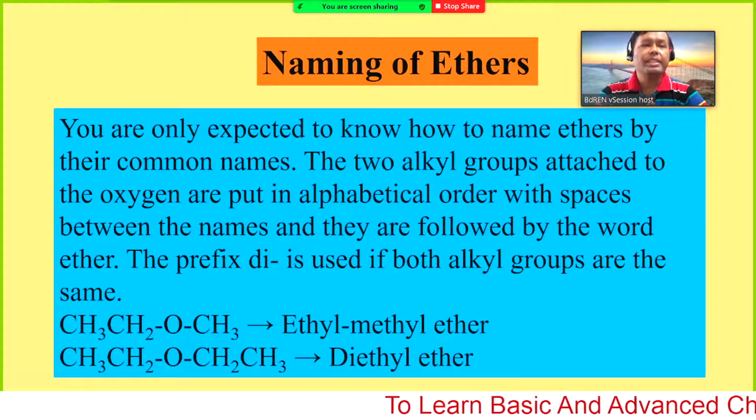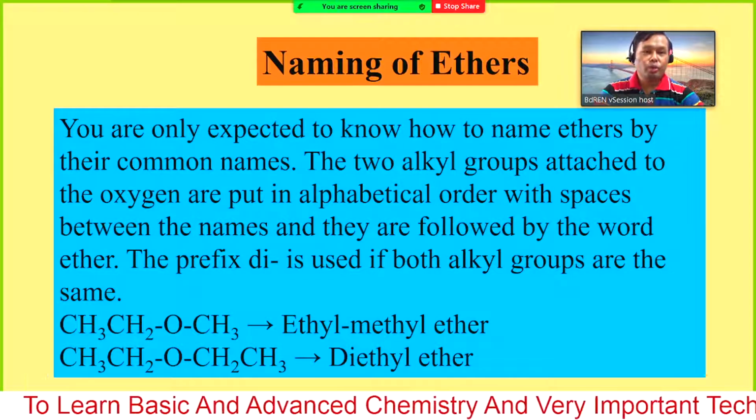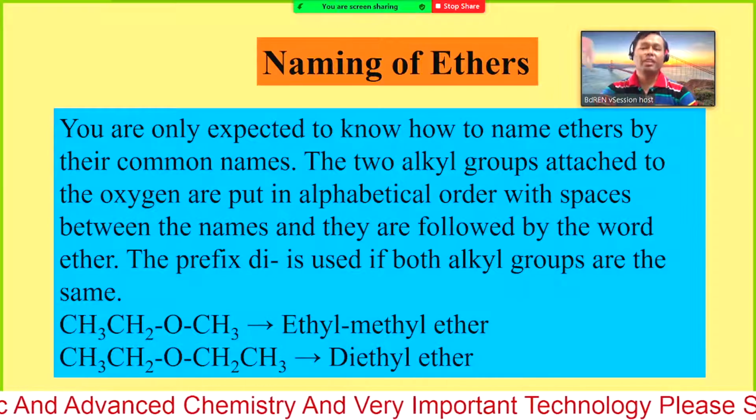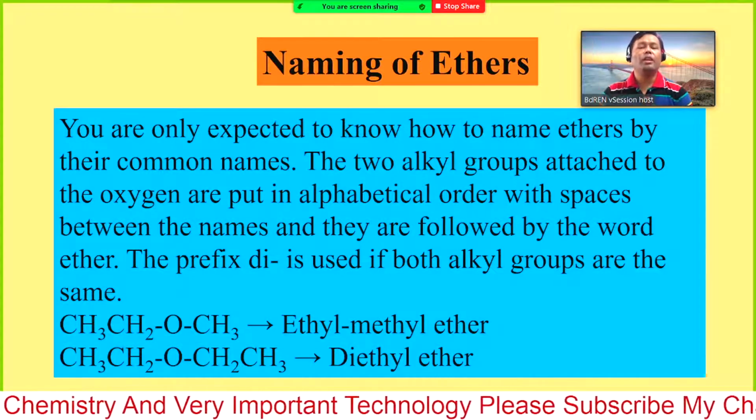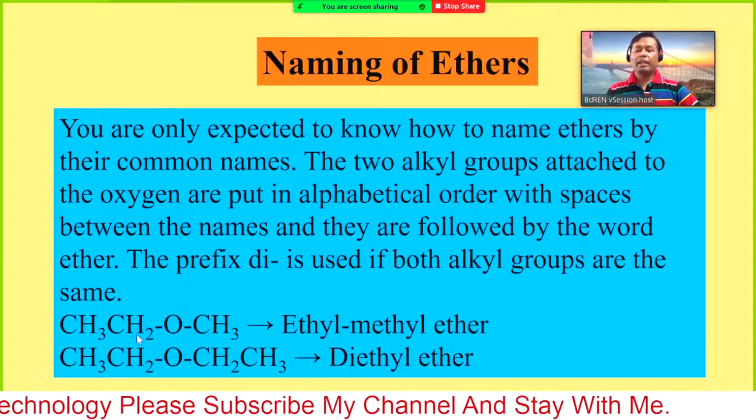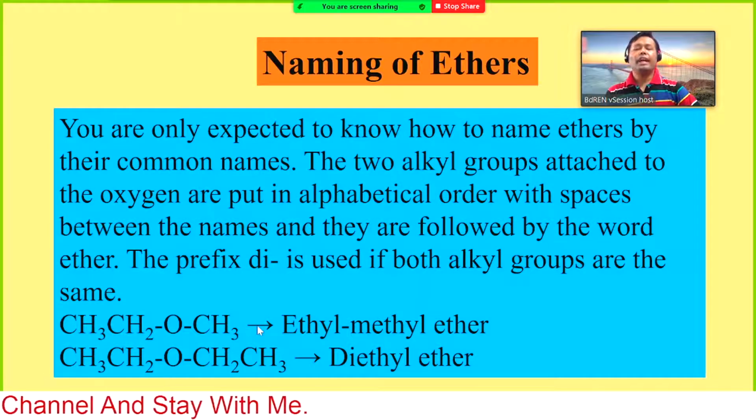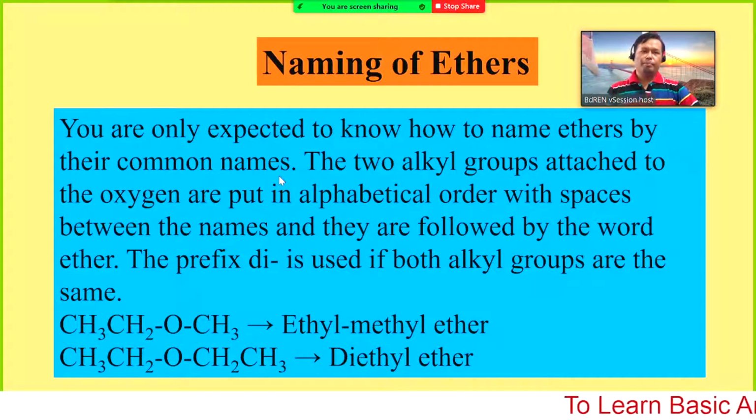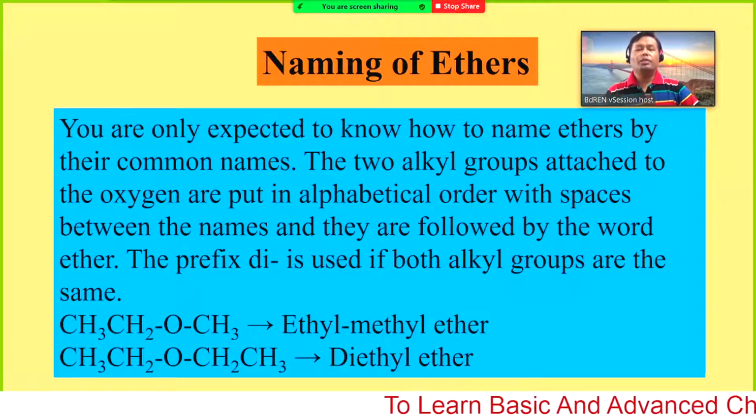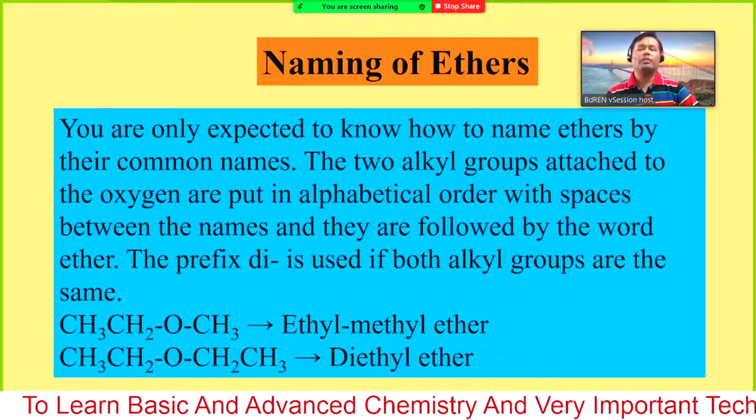But one very interesting thing for naming of ethers, there is no exact rule from the IUPAC. So you need to follow the trivial or normal naming that we are using. So just use the components on the two sides of the ether group. You are only expected to know how to name ethers by their common names, because you do not have the regular IUPAC rule, so you should use the normal common name.